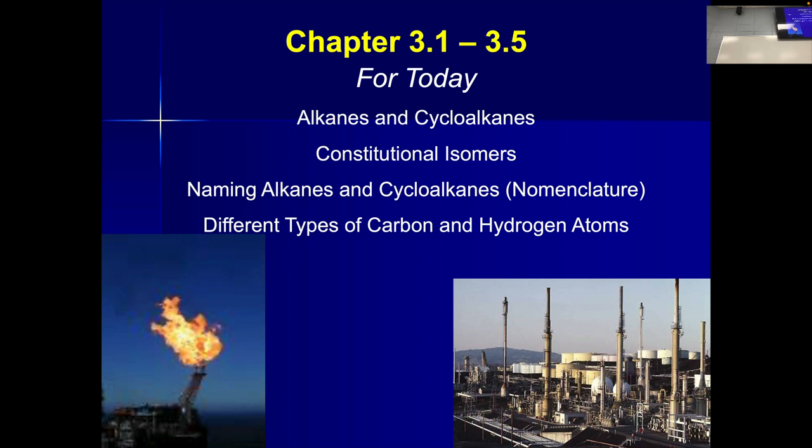And we're going to talk about different types of carbon and different types of hydrogen atoms. You all may think, looking at the periodic table, that carbon is carbon. But carbon can behave differently depending on what it's bound to. If it's bound to all carbons, it has a very different chemistry than if it's bound to three hydrogens versus two hydrogens versus one hydrogen. Okay? Hydrogen also behaves a little differently depending on what type of carbon it's attached to. So we're going to learn how we can identify the different types of carbon atoms and hydrogen atoms.